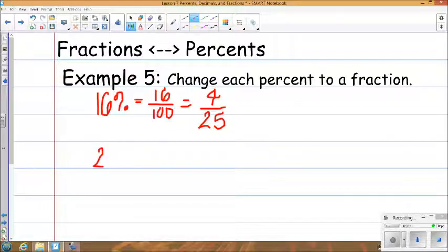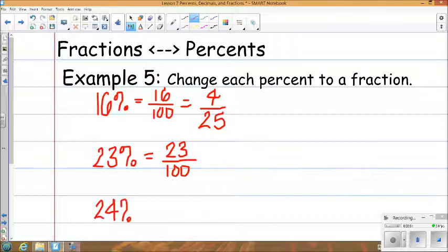Let's look at another one, 23%. As a fraction, well, 23 over 100, and that doesn't reduce. 24%. So you start off with 24 over 100. Then you look at what you can divide by. Well, I can divide everything by 4, and I would get 6 over 25.